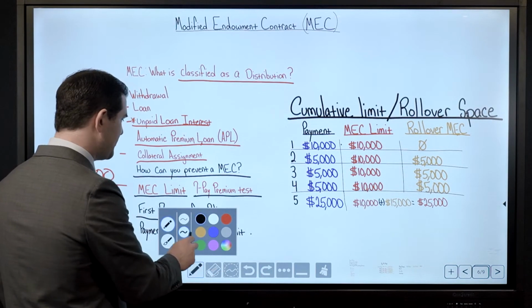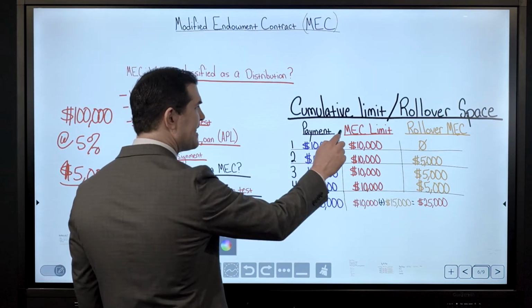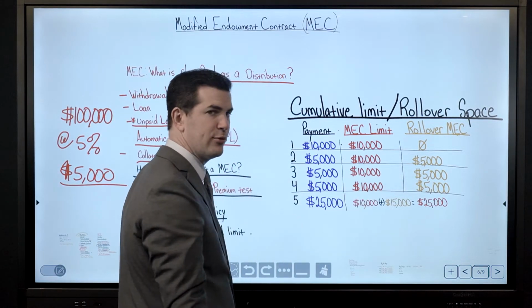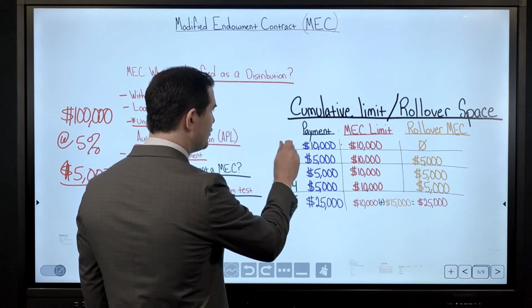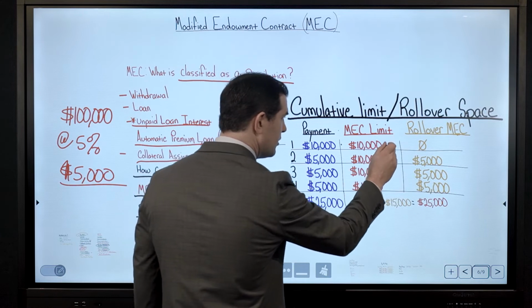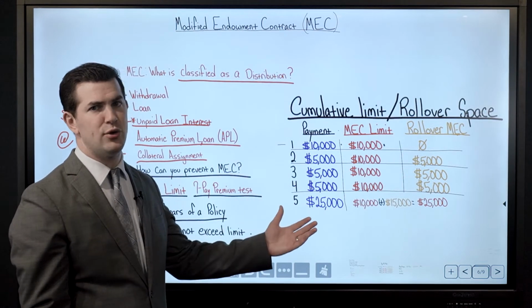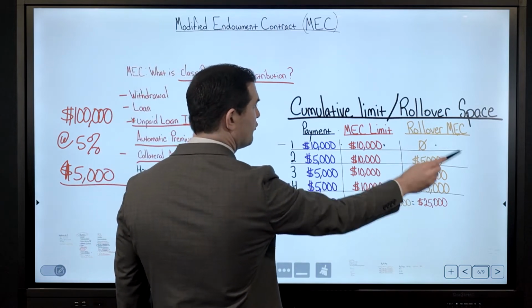So how this works specifically is if you have a policy with a $10,000 MEC limit, let's use a simple number here. That's your MEC limit. First year, you pay in $10,000. Your MEC limit was $10,000. So you funded up to the brim, no unused MEC space, zero rollover MEC dollars.